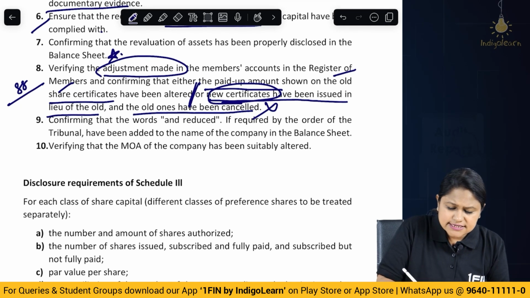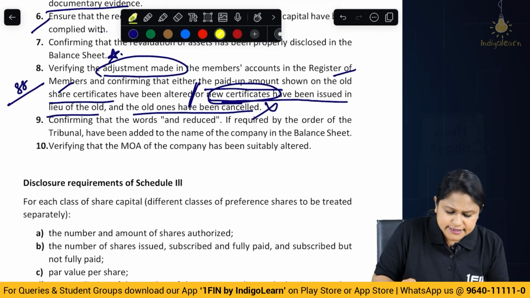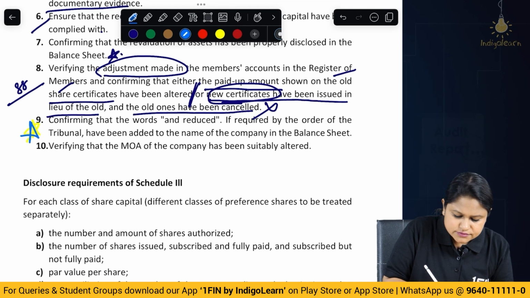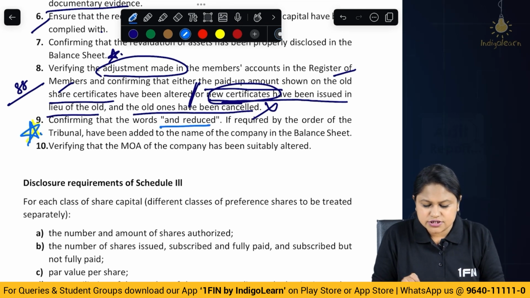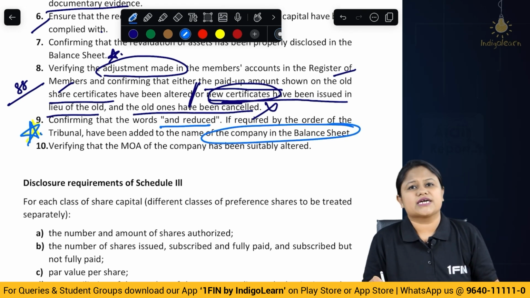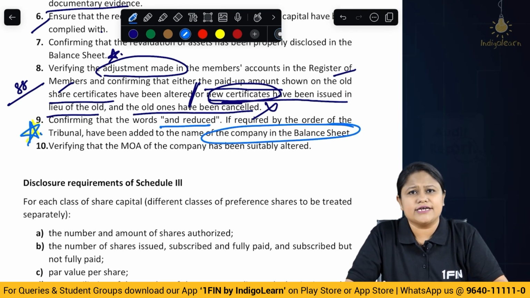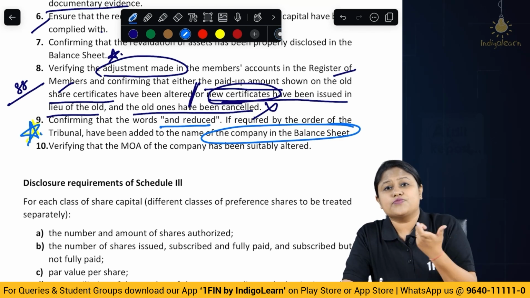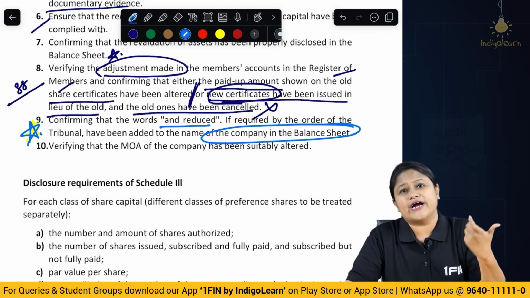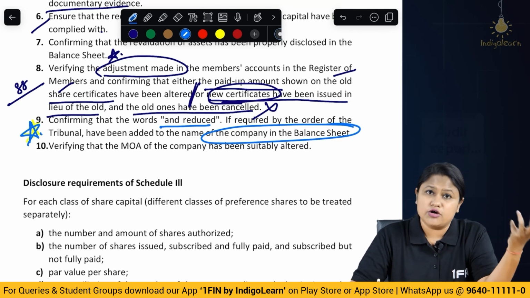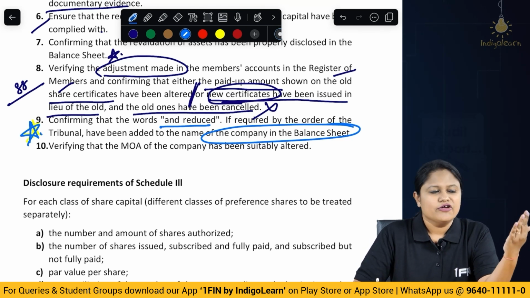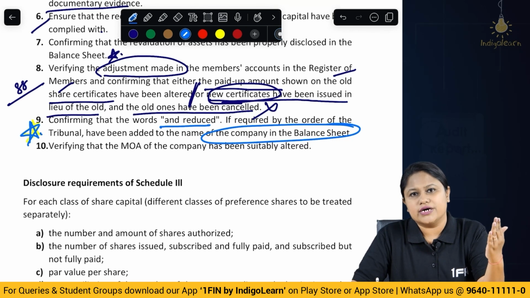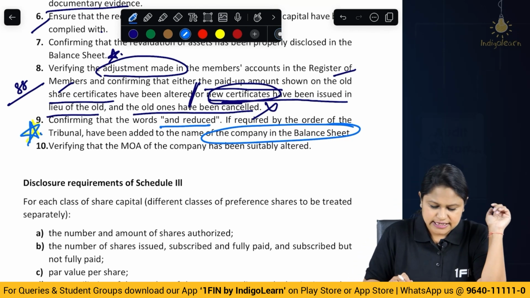Then this is important for the disclosure requirement, which is mandatory. Confirm that the words "and reduced", if required by the order of the tribunal, have been added to the name of the company in the balance sheet. So whenever the company's balance sheet appears, it will be "balance sheet as at" or "as on", and in brackets you will read the words "and reduced", if the tribunal's order says the company has to use them. The order will also specify the number of years for which the company is required to mention them. So based on the tribunal order which we have already checked, we will understand for how long the company is required to mention the words "and reduced" in its balance sheet. Clear? So that is important.